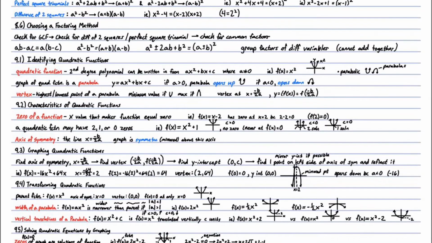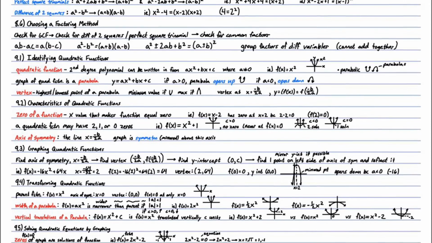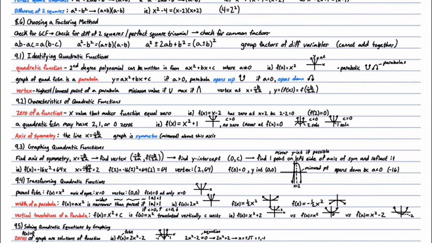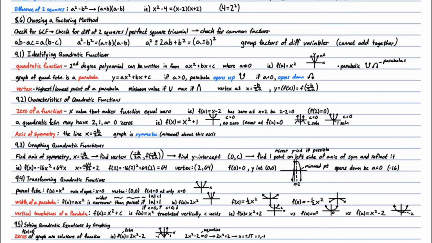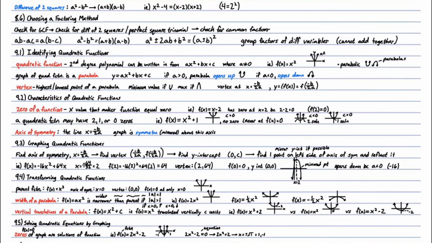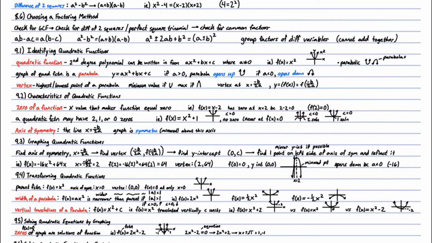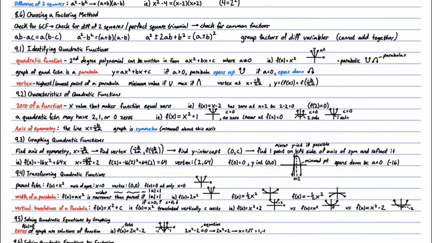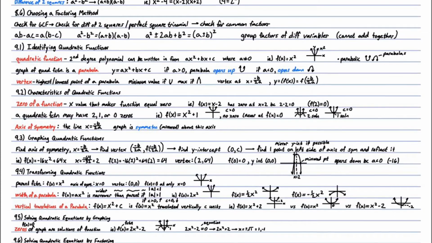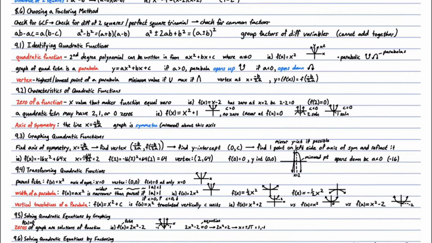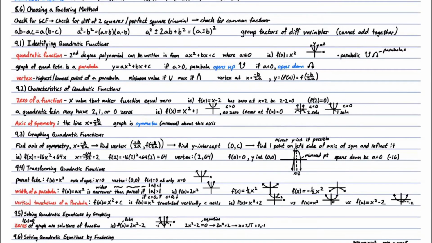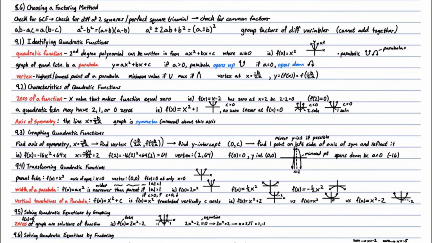Identifying quadratic functions. A quadratic function is a second-degree polynomial and can be written in form ax squared plus bx plus c where a is not equal to 0. The graph of a quadratic function is a parabola that opens up if a is positive and down if a is negative. The vertex of a parabola is the highest or lowest point of the parabola. It is the minimum value if the parabola opens up and maximum value if it opens down. Vertex is at x equals negative b divided by 2a. The y value is f of this x.